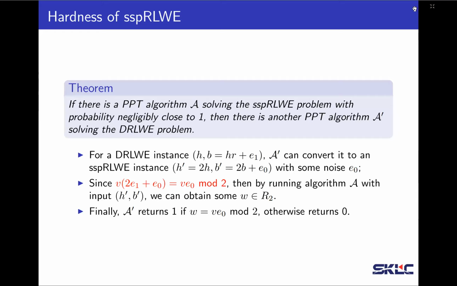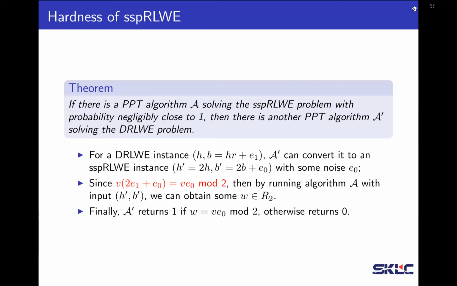The proof is simple. If there is a probabilistic polynomial time algorithm A solving the SSP problem with non-negligible probability, then there is another probabilistic polynomial time algorithm A' solving this decision problem. For a decision instance, H and B equals H R plus D1, A' can convert it into an SSP instance, where H' equals 2 times H and B' equals 2 times V plus E0 with some noise from E0.